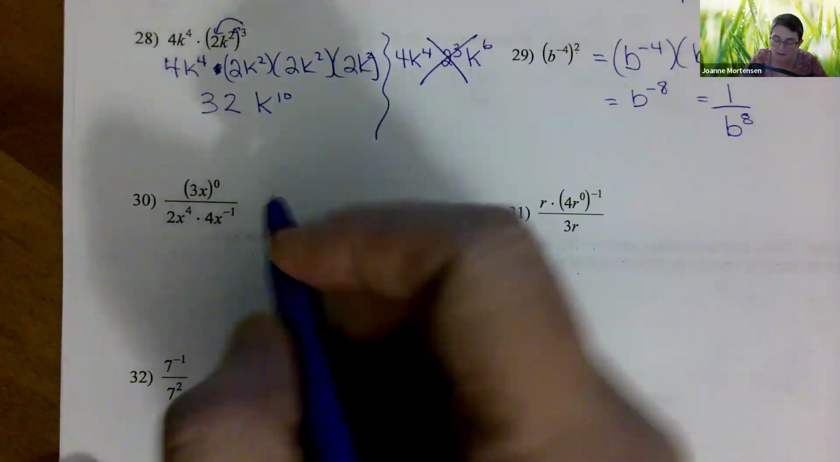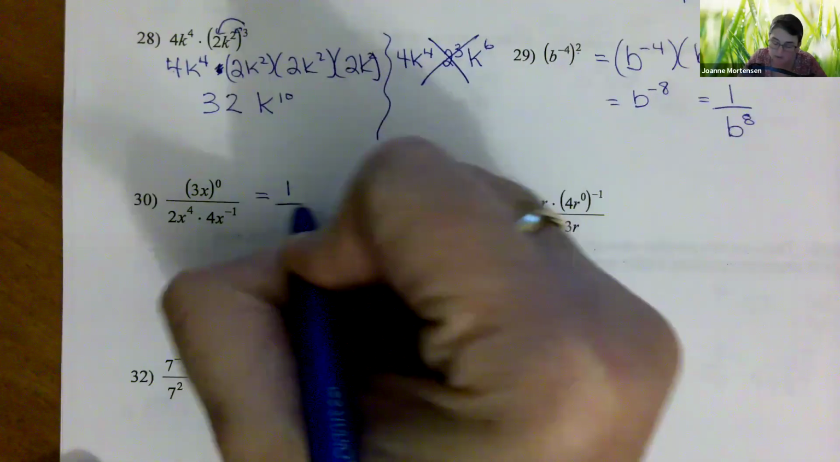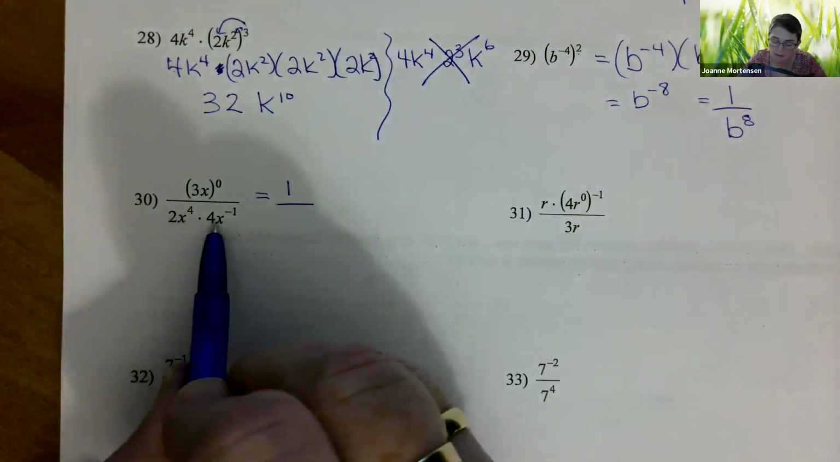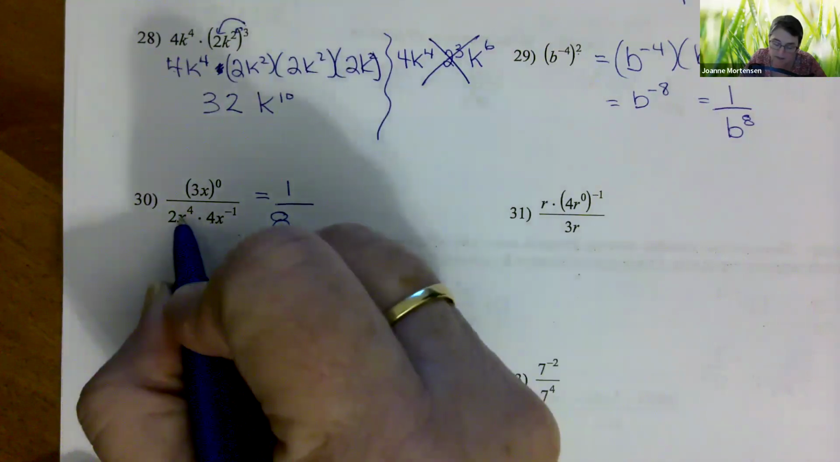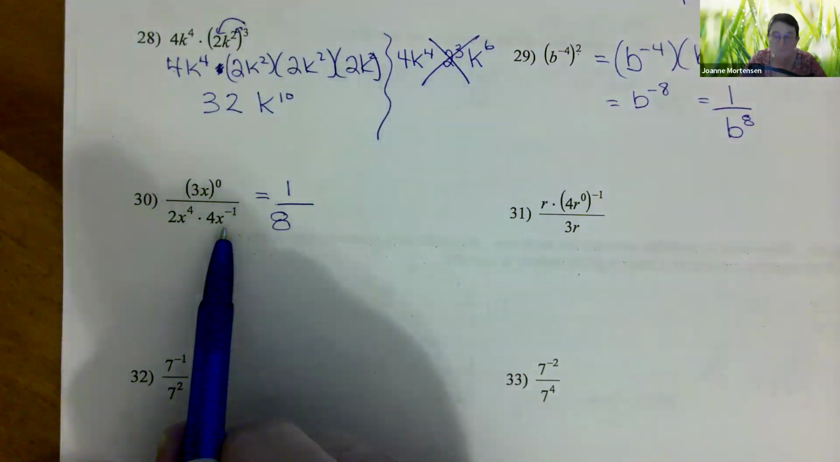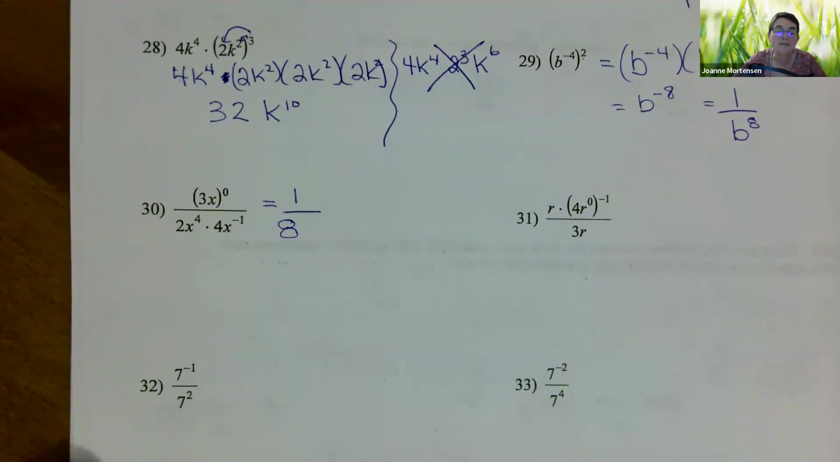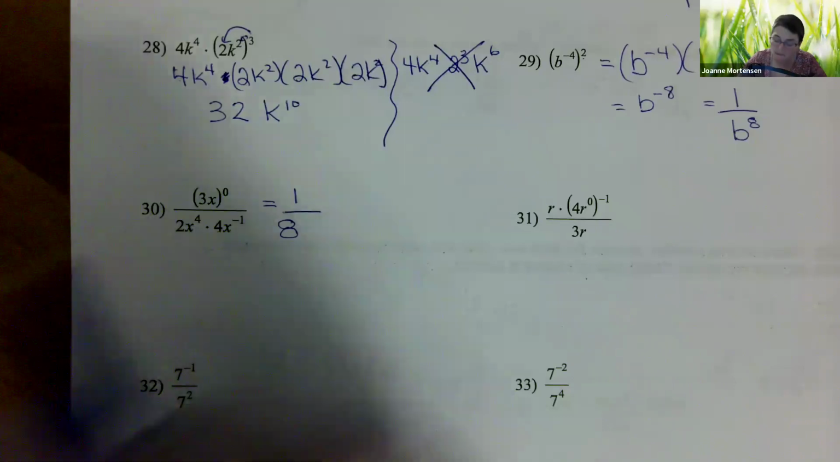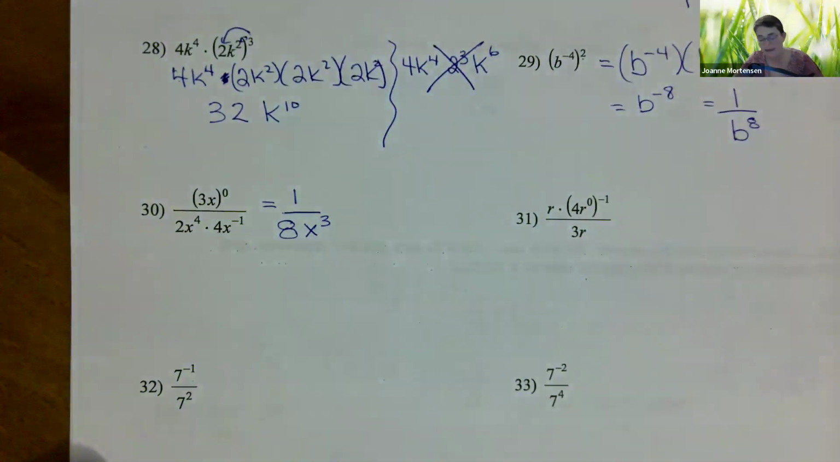All right, 3x to the 0. Hey, remember? Anything to the 0 power is 1. Boom. 2 times 4 is 8. And x to the 4th times x to the minus 1, you add your exponents. So 4 minus 1 is going to be 3. x to the 3. Ta-da! And it's positive, so I can leave it alone.